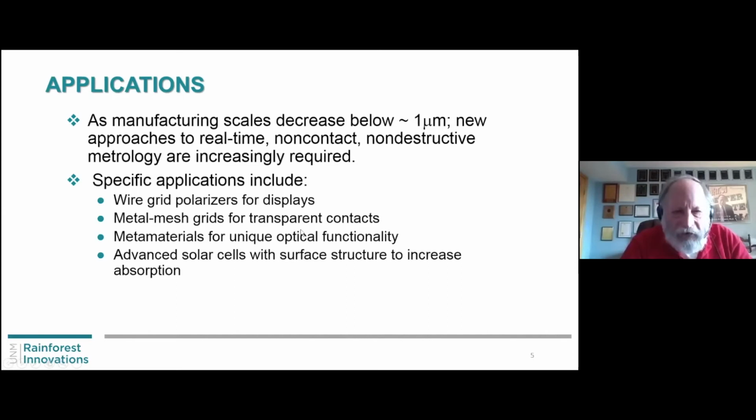And some applications are listed here. Some are big already, which is wire grid polarizers for displays and advanced solar cells with surface structure for increased absorption. Some are coming, like metal mesh grids for transparent contacts. Right now, ITO is the dominant technology, but there's only a limited amount of indium in the world, and it also doesn't work very well on flexible things. And metamaterials is a growing new area that requires nanoscale features.